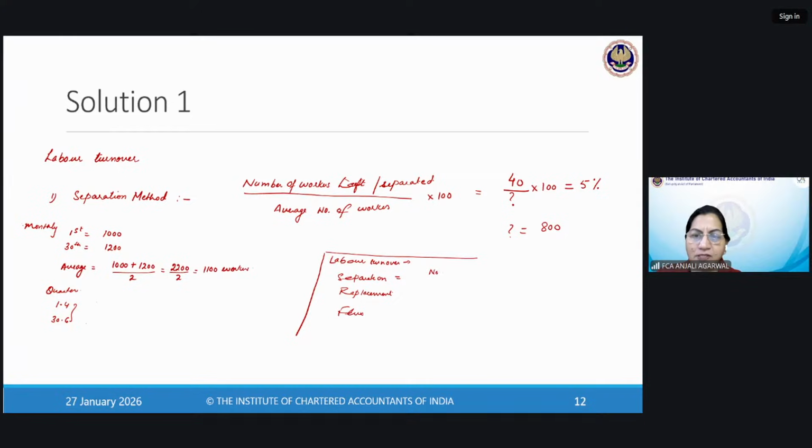Separation is the number of workers leaving. They may have left because they were terminated, resigned, retired on their own, or perhaps because of an untimely or timely demise. For whatever reason, the workers have left. Separation is the number of workers left.